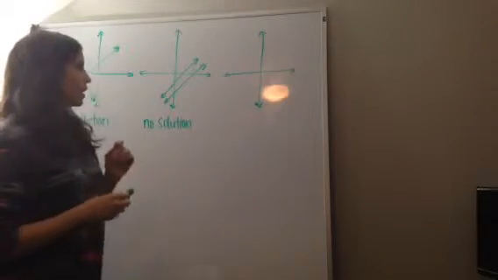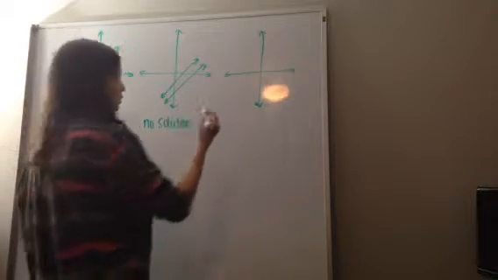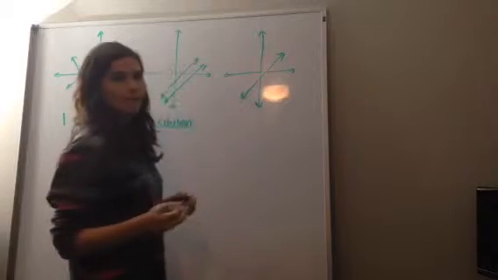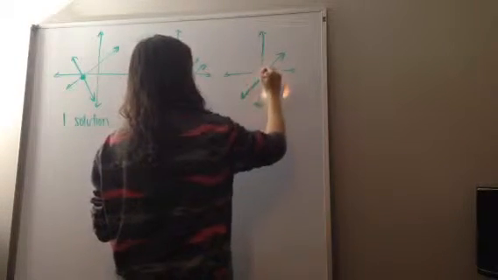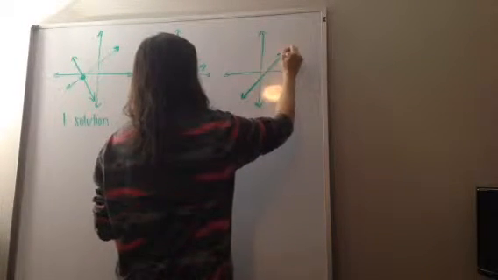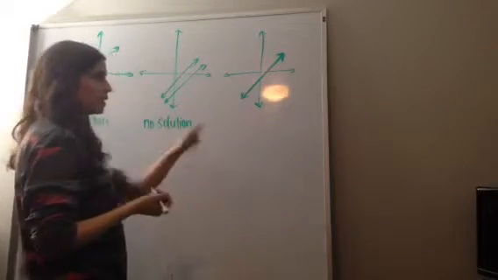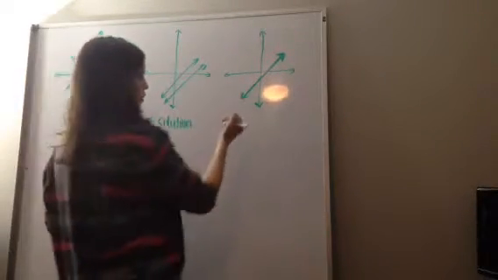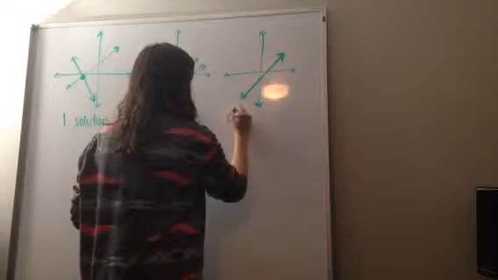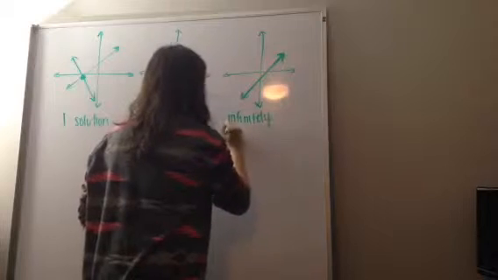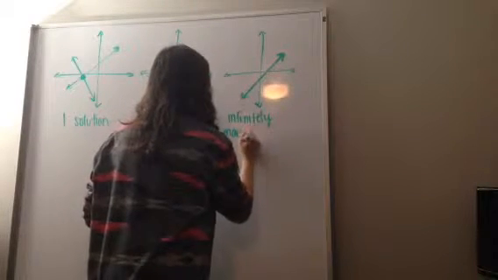Okay, the third one would be if I have a line, and then I have the same exact line and it crosses again, then that means that you're going to have what's called infinitely many solutions.